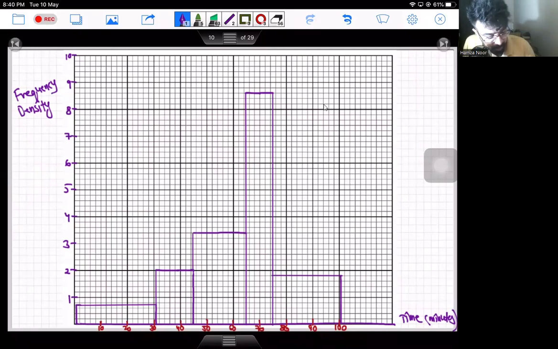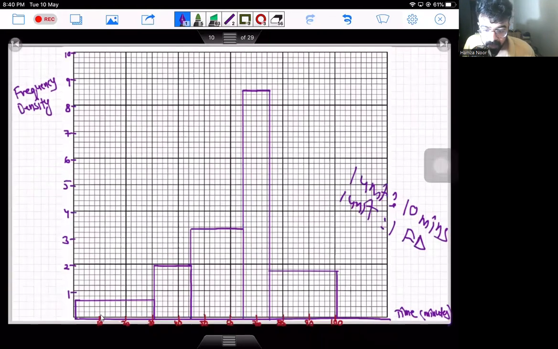On the horizontal axis, the scale is that one complete box, which represents 5 small boxes, actually represents 10 minutes over here. So on the horizontal axis, my scale is 1 unit representing 10 minutes. And on the vertical axis, 1 unit, which is one complete box, is representing 1 frequency density. So according to this scale, I have made the histogram.